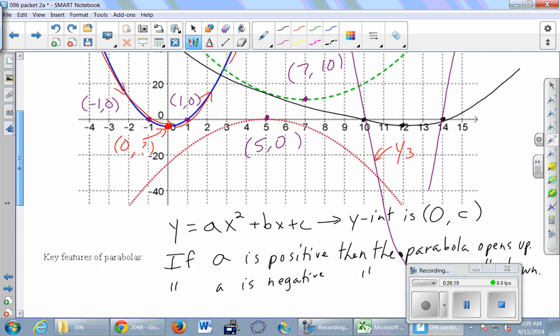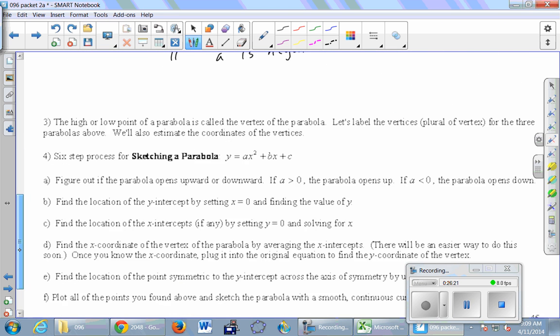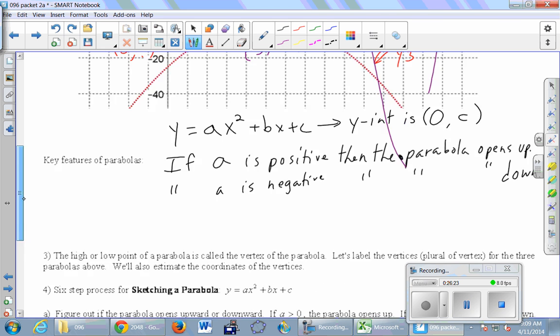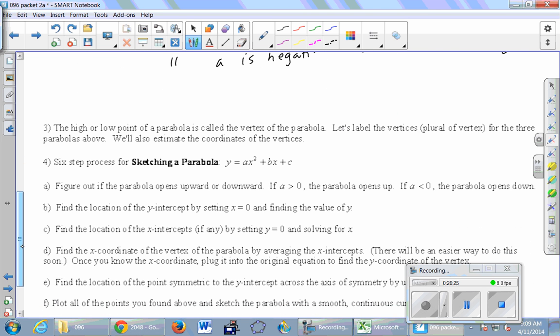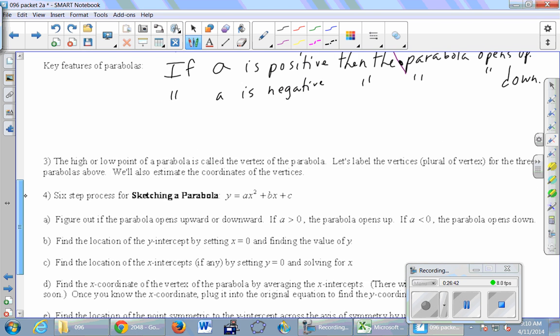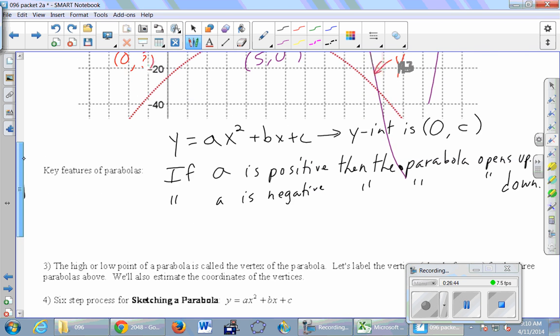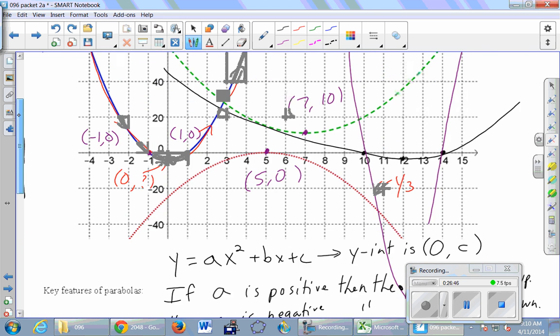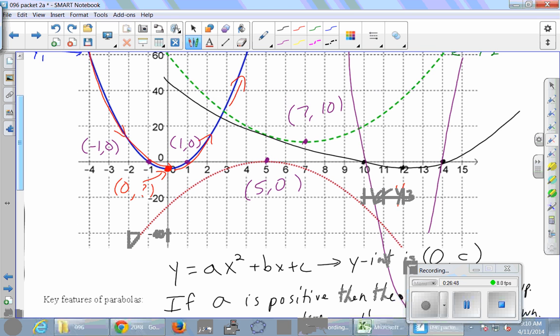Okay, so we said lots of stuff. Let's see if we can finally give one more vocabulary word, and then we'll sketch. Number 3, we'll go up to Alexa. Okay, so we did that already. The new thing there is the word vertex. So I've been calling it a turning point, but really it's called a vertex.